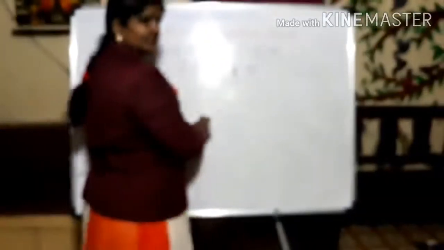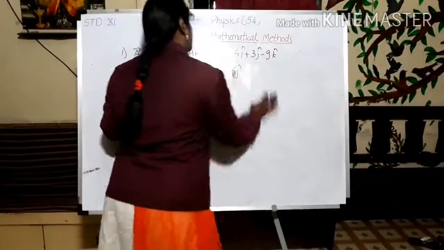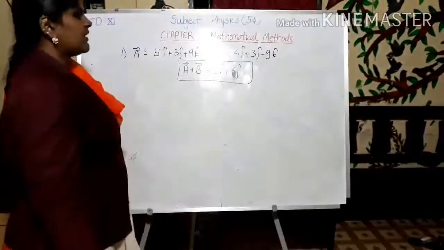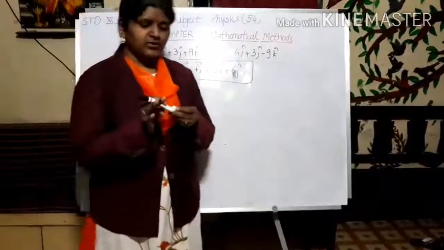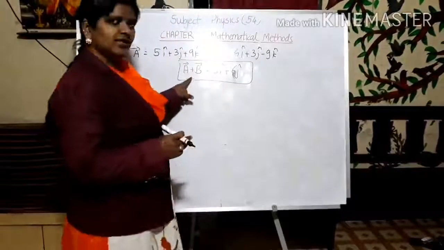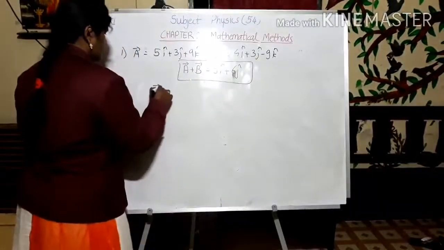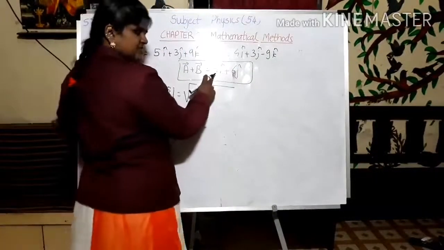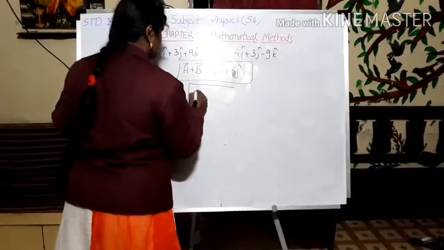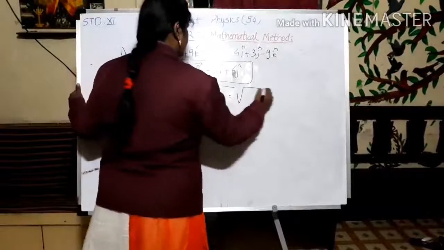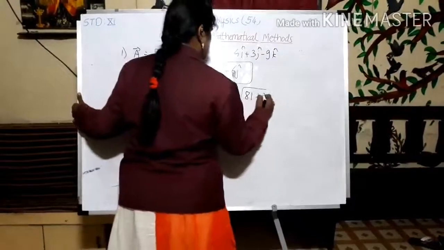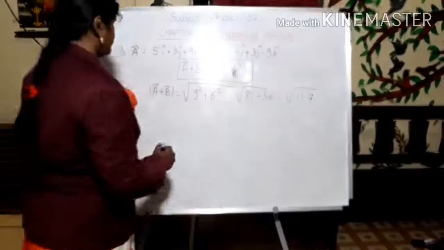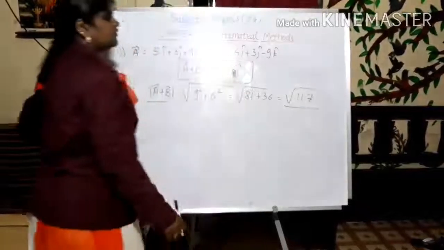This is a zero vector, so I cannot write this; I just drop it. So I got the addition of both of them as 9i plus 6j. If I want to find the magnitude of this, how will I find it? The magnitude of A bar plus B bar will be the square root of 9 square plus 6 square. This is 81, this is 36, so I got 117. So the magnitude of this is the square root of 117.